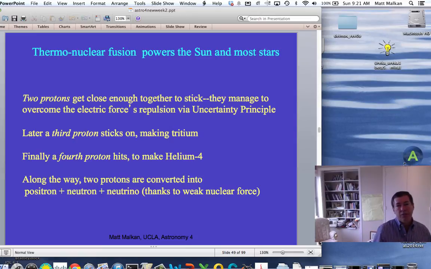Let's look at the reaction in a little bit more detail here. It's a multi-step process. So first we have two protons hurled together in a very high-speed head-on collision.